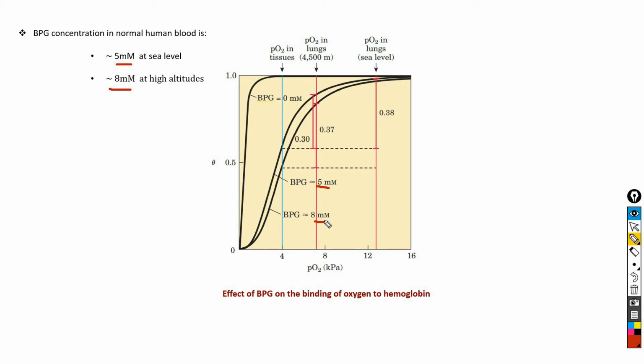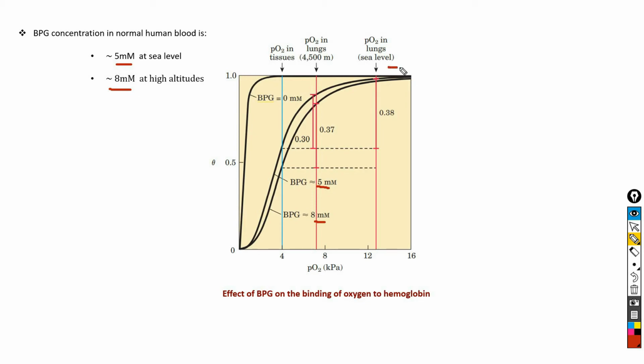And the binding curve seems to be hyperbolic. As you can see here, this curve represents the binding of oxygen to hemoglobin when BPG is entirely absent. But in reality, the measured Hill coefficient for oxygen binding cooperativity decreases only slightly when BPG is removed from hemoglobin.